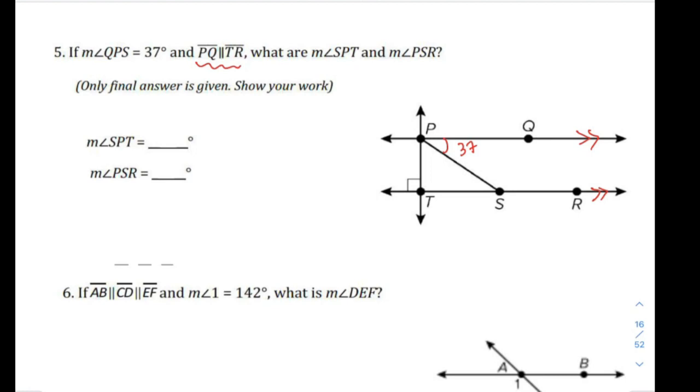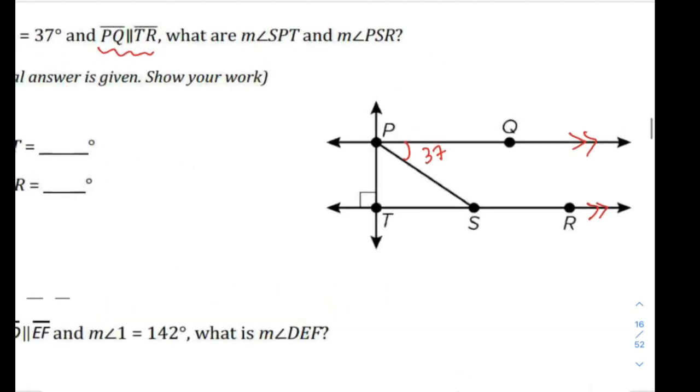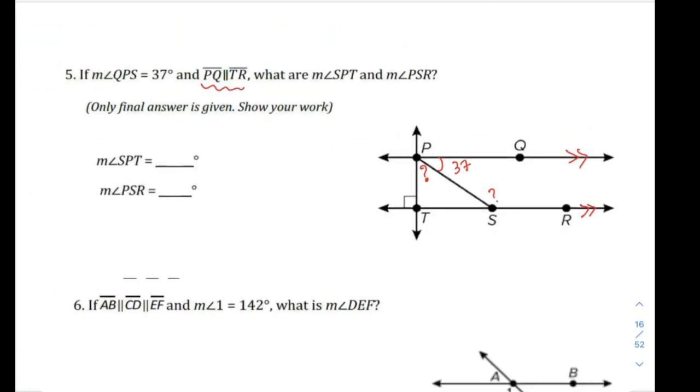What are measure of SPT? SPT means we are looking for this one. And also measure of PSR. PSR is this one. So you can start whatever you like.